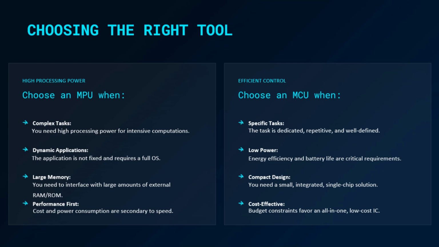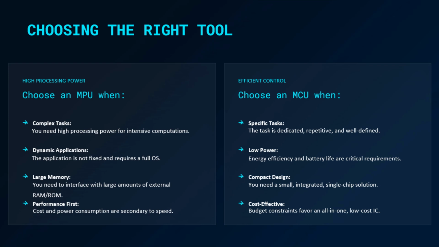So, how do we choose between a microprocessor and a microcontroller? If your application requires high processing power, complex operating systems, large memory, and advanced computing tasks, a microprocessor is the correct choice. If your application requires low power consumption, compact size, cost efficiency, real-time control, and built-in peripherals, a microcontroller is the better option. To conclude, microprocessors and microcontrollers are both essential technologies.